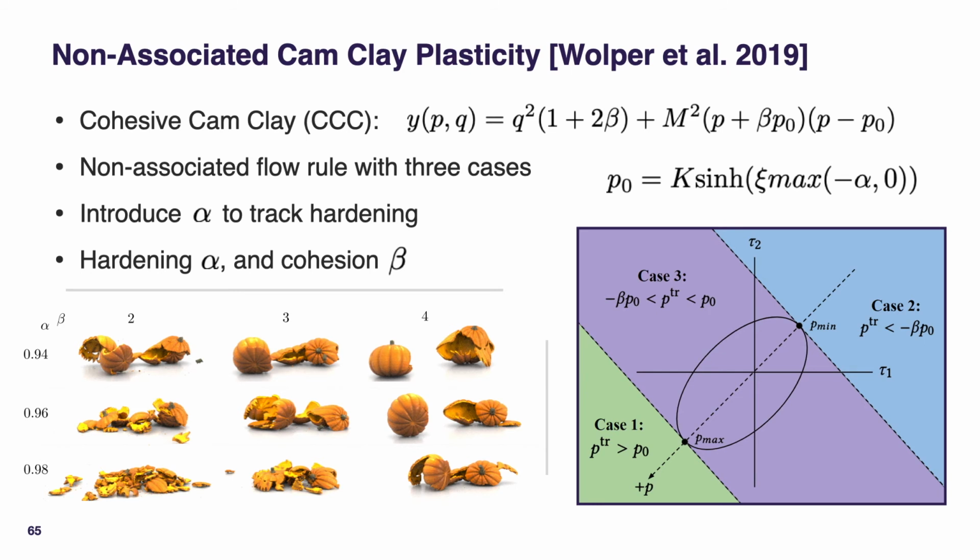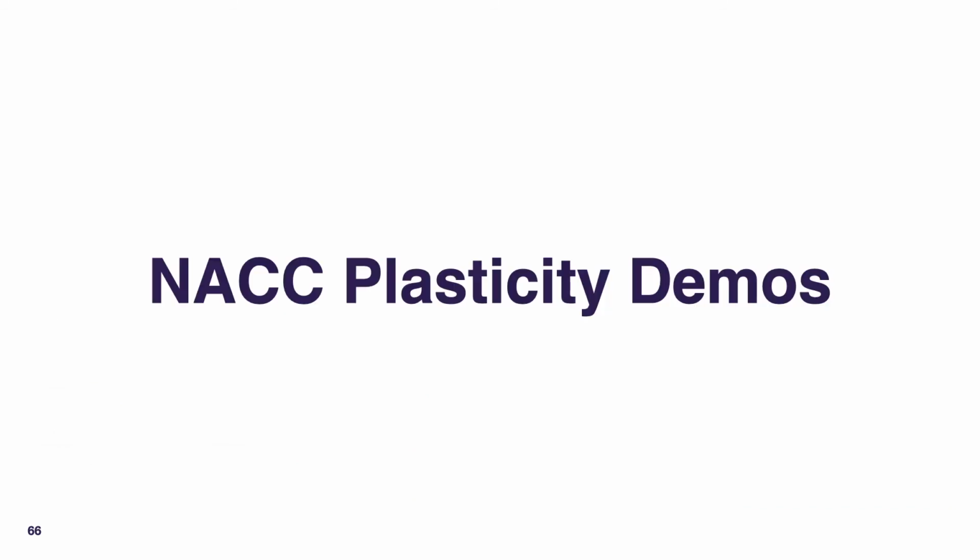And with this tracked information in our hardening scheme, the material is able to harden under compression and soften under tension, allowing these natural fractures to occur. Finally, we have two key parameters for artistic control in NACC plasticity, and we show at left a variety of material effects achievable simply through adjusting the initial state of alpha and the cohesion parameter beta. Now finally, let's take a look at our NACC plasticity demos.